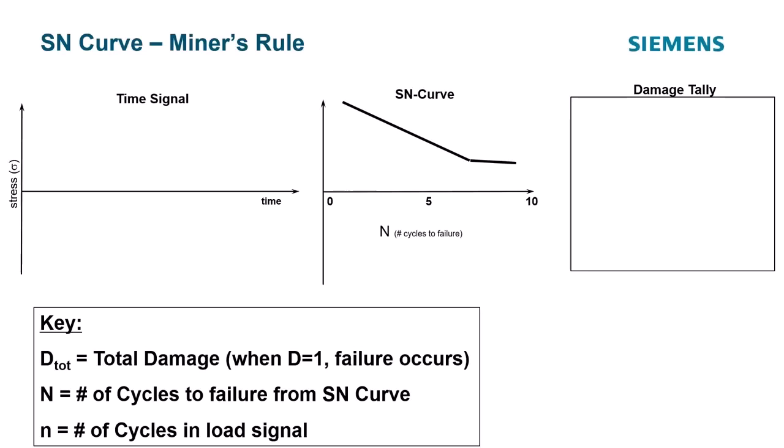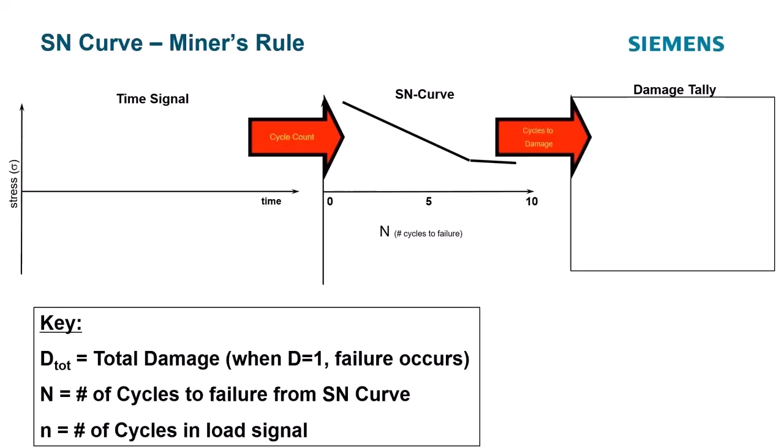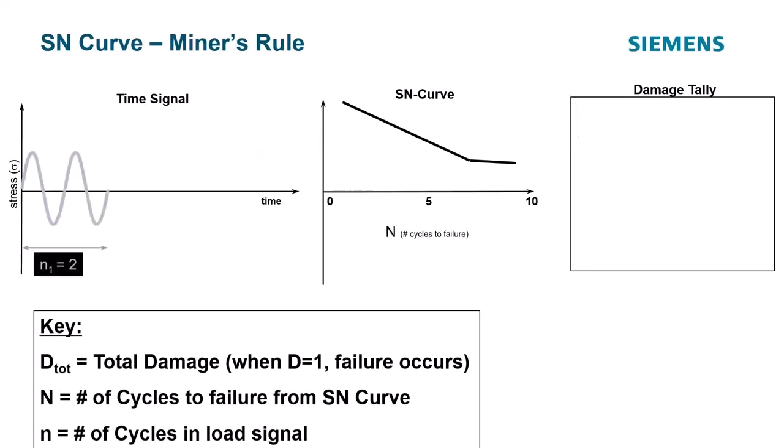So Miner's rule is a way to calculate damage. What we do is we take a cycle, here's 2 cycles, and we have an amplitude of that cycle, and we go over to the SN curve. What's an SN curve? It's cycles to failure from a constant amplitude load test. So we go down here and we read how many cycles to failure at that stress level. We have 2 cycles in our waveform, it's 6 to failure. So it's just a simple damage model, 2 divided by 6 or 0.33 damage.